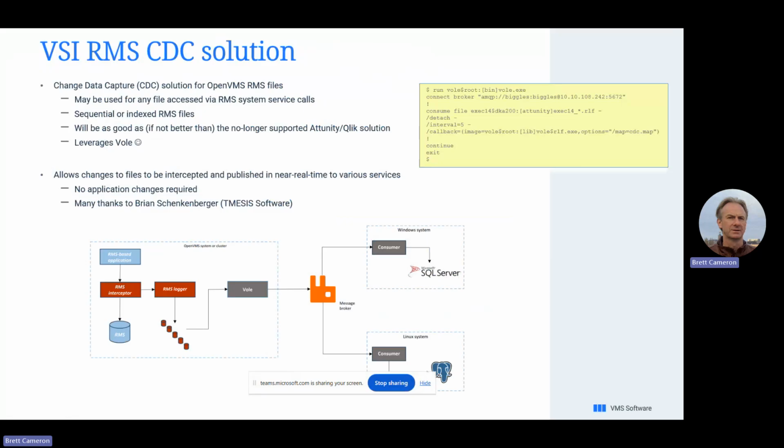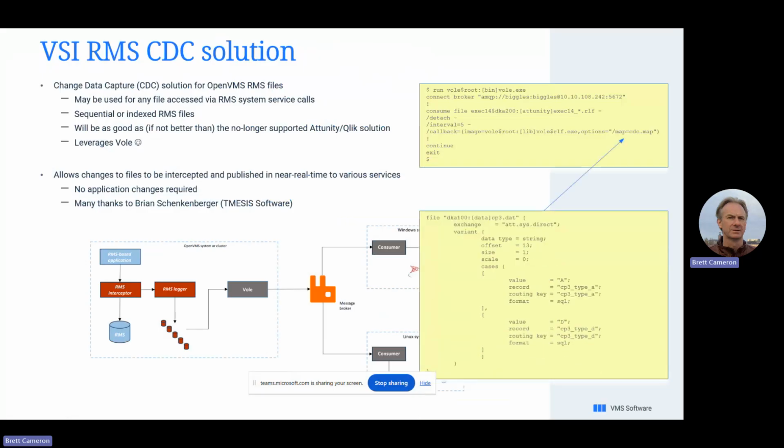That'll be one of my batch jobs finishing. That was generating some load. We just use vol out of the box. We wrote a little shareable image that knows what to do with Brian's RLF files, and it can publish those change records into our message broker. This qualifier here, this map equals cdc.map, defines how the messages are routed.